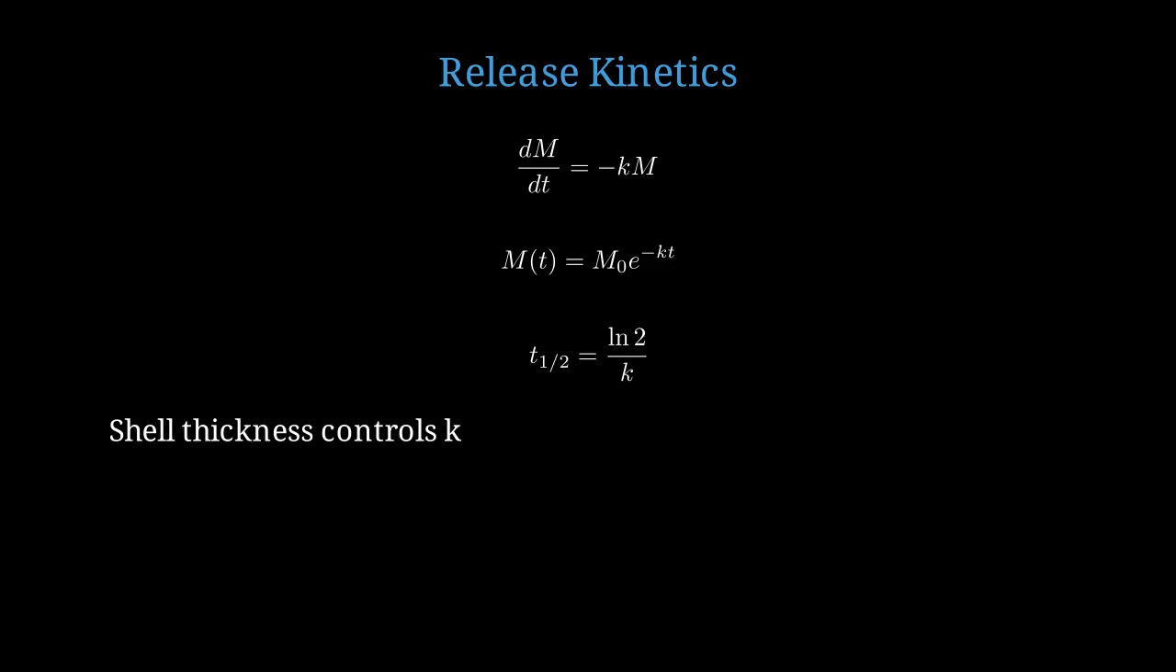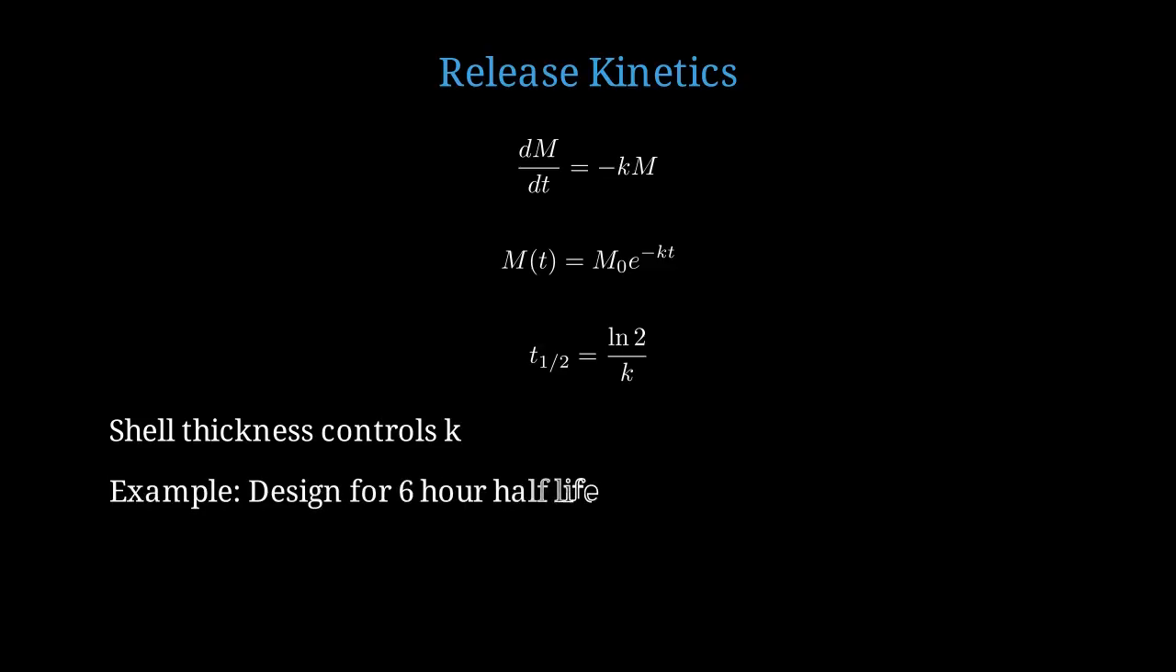Understanding release kinetics is crucial for drug delivery applications. For first-order release, dm/dt equals negative km, where m is the remaining drug mass and k is the release rate constant. This gives exponential release: m(t) equals m0 e^(-kt). The half-life equals natural log of 2 divided by k. The release rate constant k is inversely proportional to shell thickness. Thicker shells give slower, more sustained release.